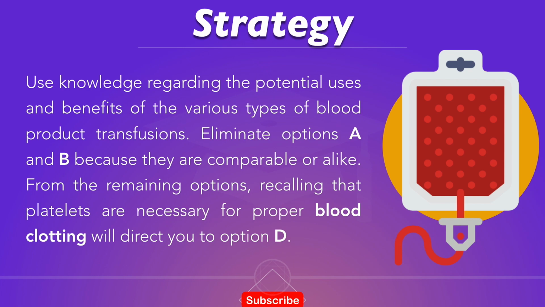Use knowledge regarding the potential uses and benefits of the various types of blood product transfusions. Eliminate options A and B because they are comparable or alike. From the remaining options, recalling that the platelets are necessary for proper blood clotting will direct you to option D.